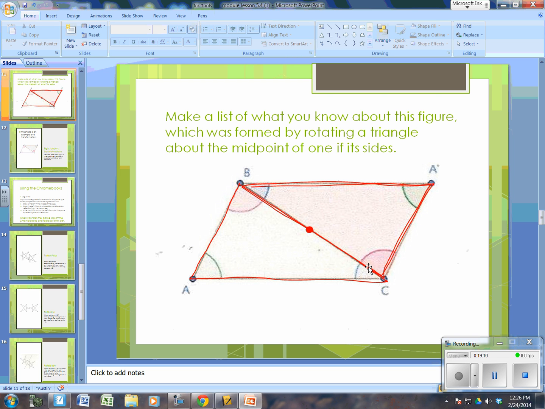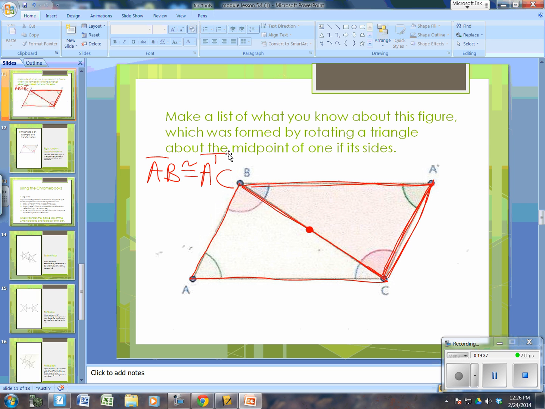Okay, everybody write down. Side AB is congruent to what? Okay, to, not BC. Because we rotated this side right here, we rotated clear around to B, right? It's this side over here, right? Which is A prime C. Side A prime C.